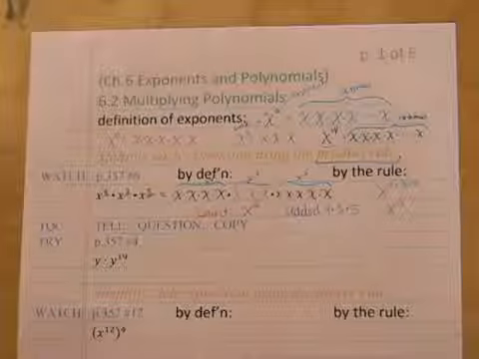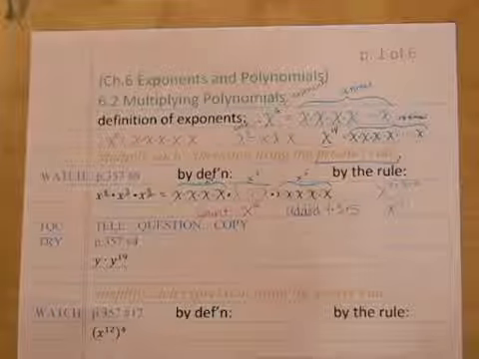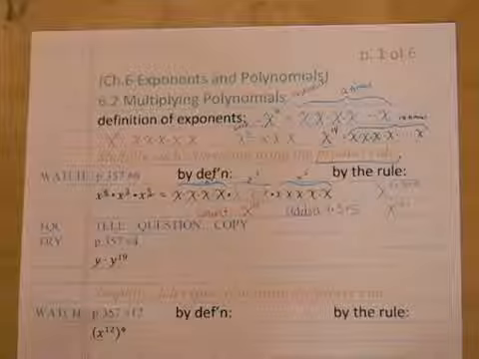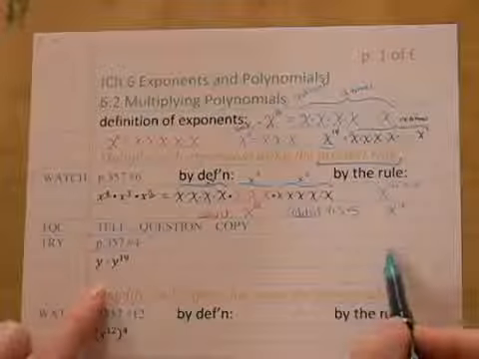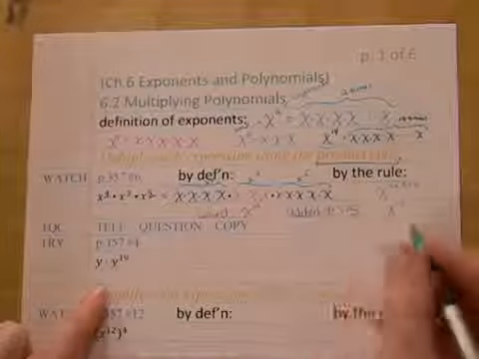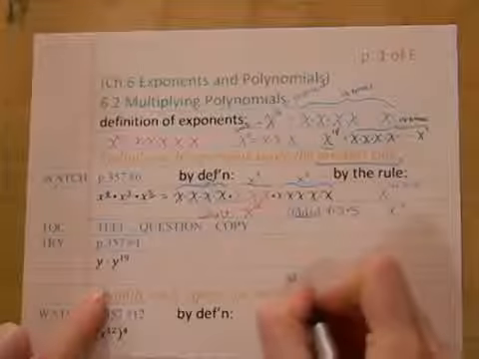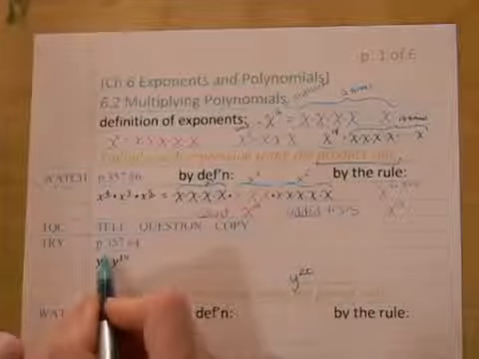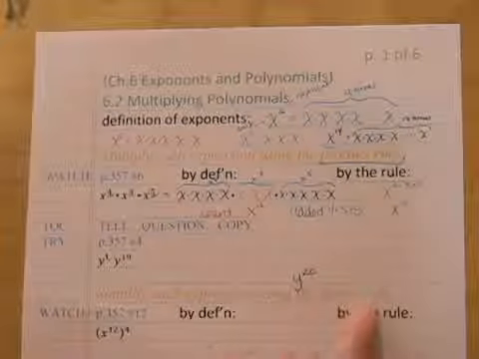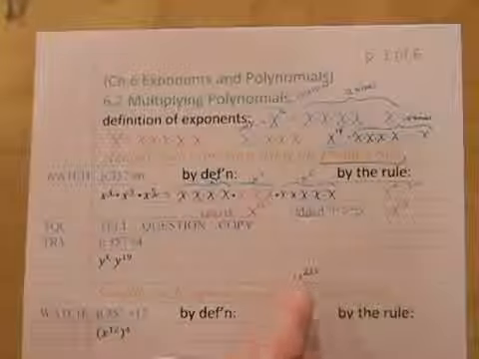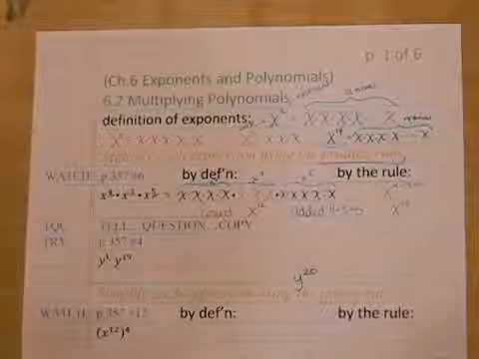And then pause the video and try number 4 here on your own. Whether you tried it by definition or by the rule, you should have come up with an answer of y to the 20th. And just noting that when you just see a singular y, it's y to the first. So by definition, it should have been 20 y's multiplied out here. By the rule, 1 plus 19 gives you the 20. You can see how the rule is an advantage here.